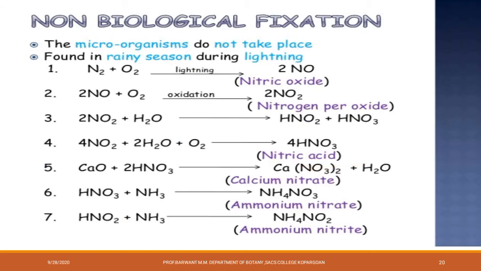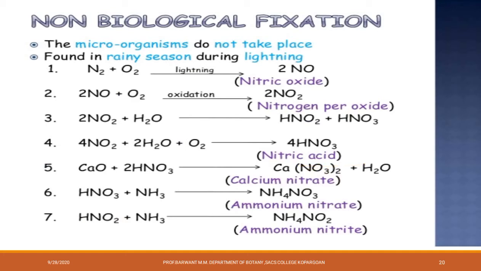Let's see non-biological nitrogen fixation. How does non-biological nitrogen fixation take place? Microorganisms are not involved; it is found in the rainy season during lightning. Physical agents are involved, lightning and the rainy season. N2 plus O2 convert into nitric oxide, 2NO. Then 2NO plus O2 gives nitrogen peroxide, 2NO2. Then 2NO2 plus H2O gives HNO2 and HNO3, and nitrogenous compounds are formed.